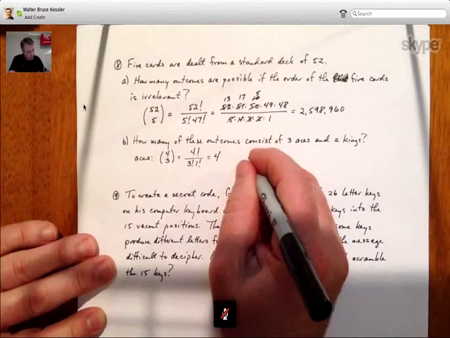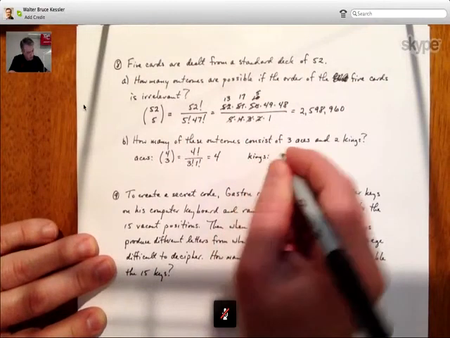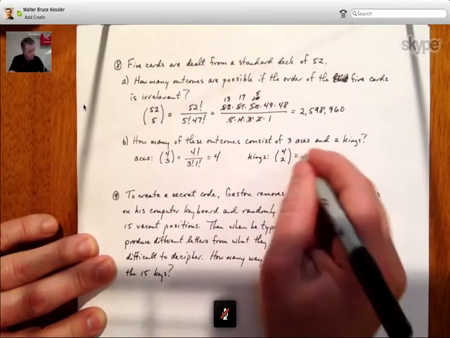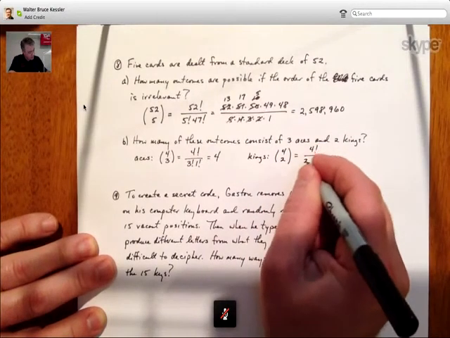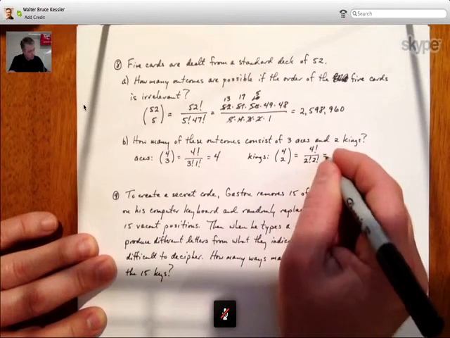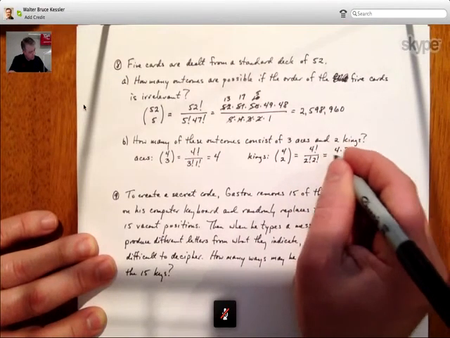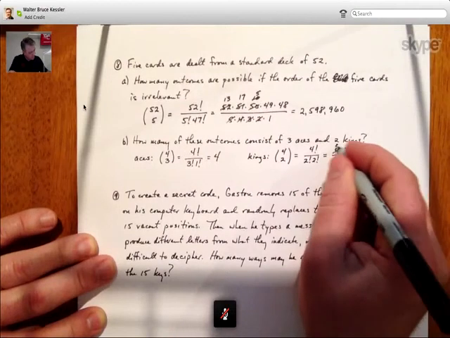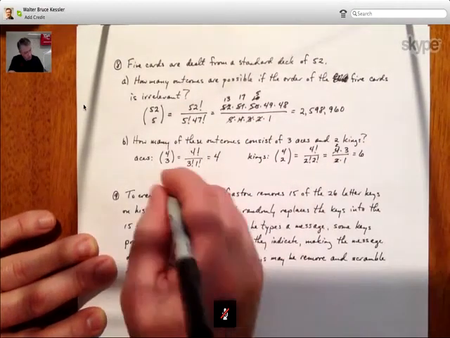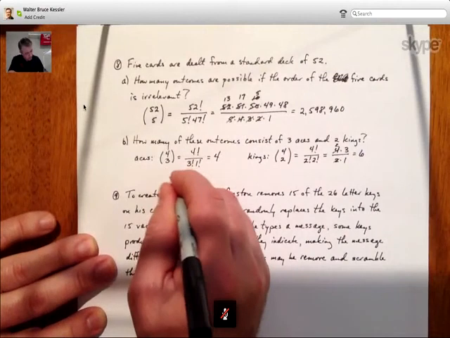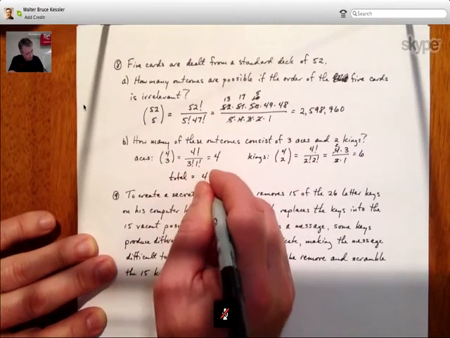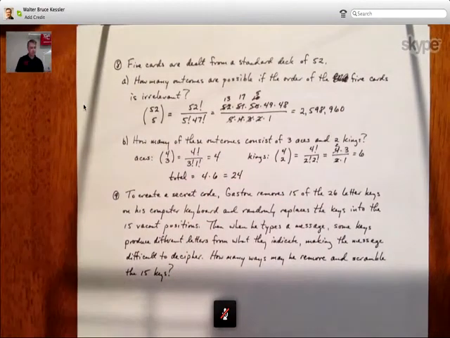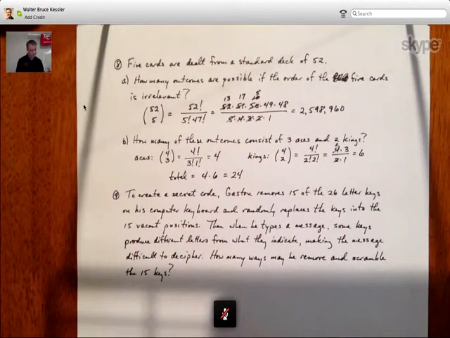And then getting the kings, you've got 4 kings in the deck and we want to choose 2 of them. So 4 factorial over 2 factorial, 2 factorial. 4 times 3 over 2 times 1 is 6. So total would be 4 times 6, 24 different outcomes. Okay.